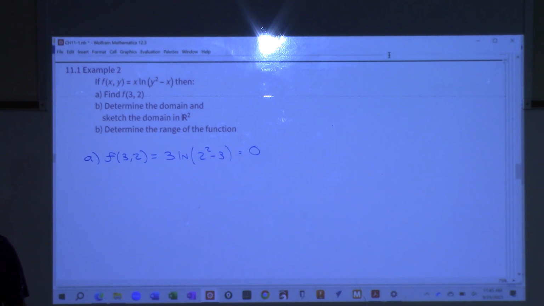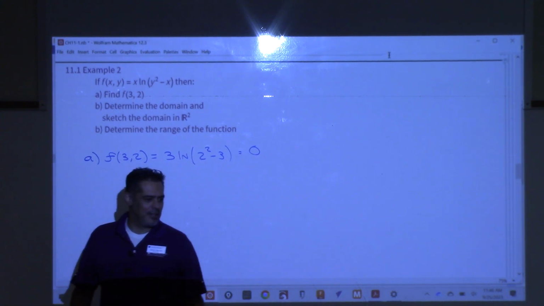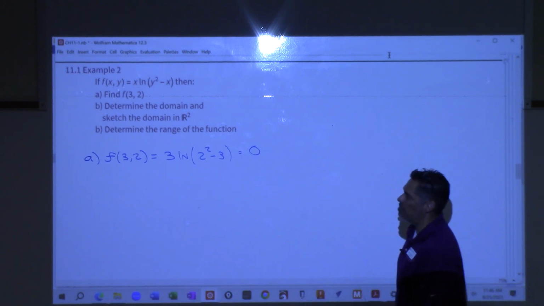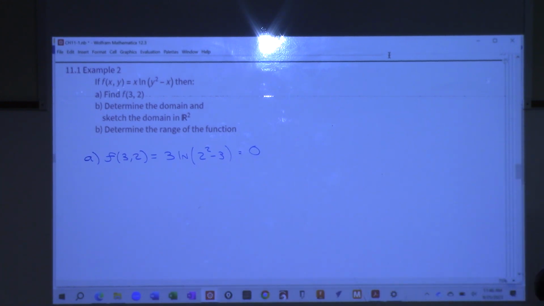That would be considered a what intercept? Not an x-intercept. That's where you intersect the xy plane. Somewhere at 3, 2, you intersect the xy plane, but you can't really call it an x-intercept.